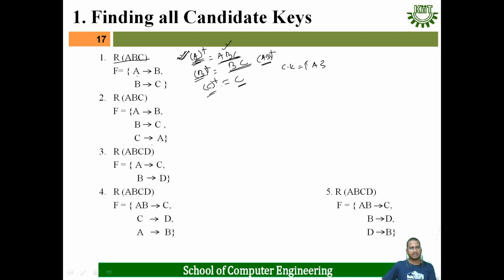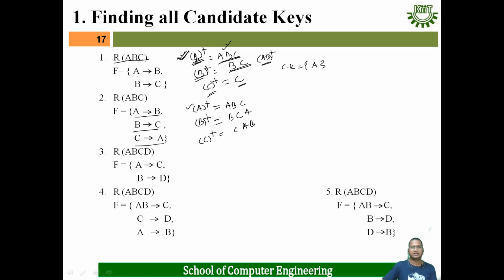In case of the second one, R(A, B, C), the functional dependency says A determining B, B determining C, C determining A. In this case, we have to find out A closure first. A closure is equal to ABC. From A we can derive A, from A we can derive B, from B we can derive C, so ABC, all the attributes derived. Then B closure will be B, C, A. Similarly, C closure will be C, A, B.